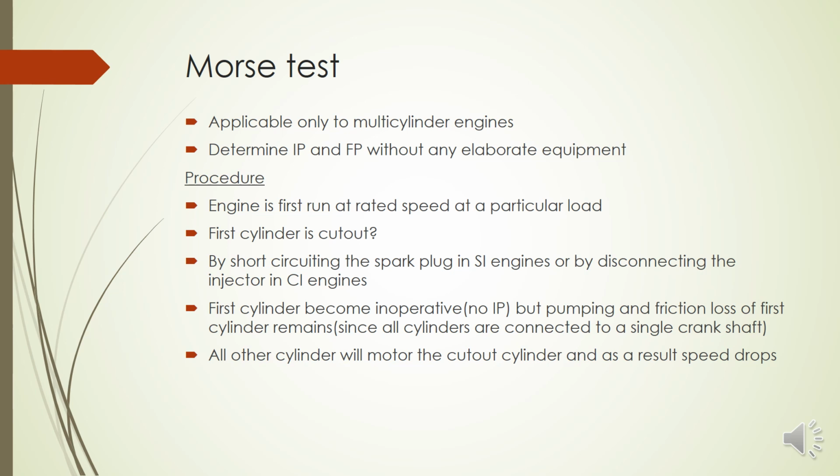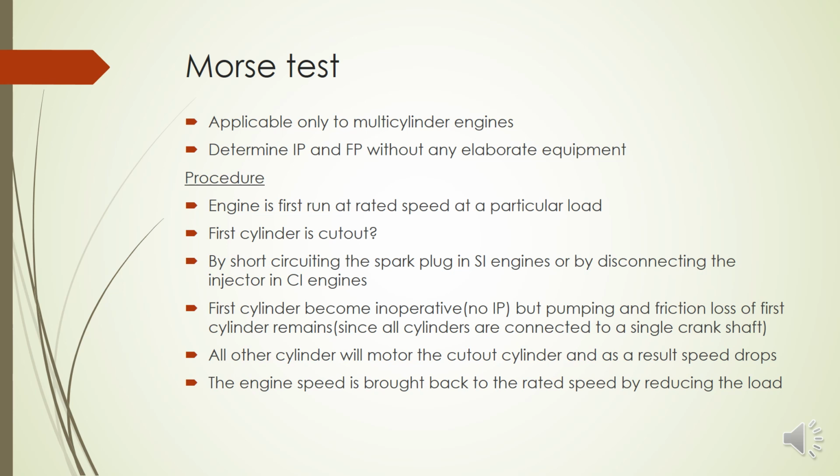Now as a result, the speed will drop. First we are running this at rated speed. But now as we are cutting out the first cylinder, naturally the speed will drop. So what we have to do is bring the speed back to the original rated speed by reducing the load. So we have to remove some load and bring it back to the rated speed. This is the procedure, and we have to repeat this for the remaining cylinders.